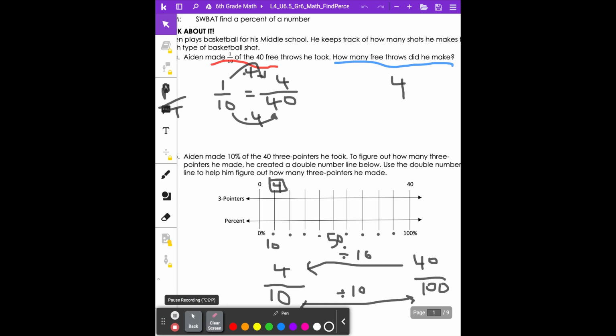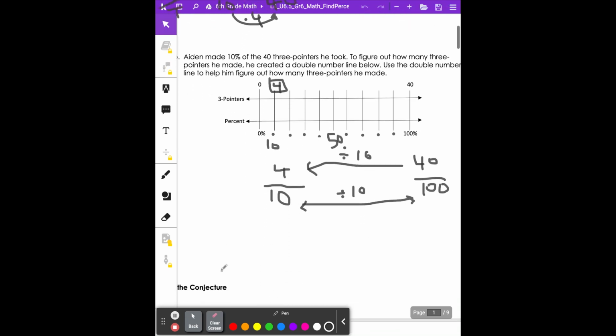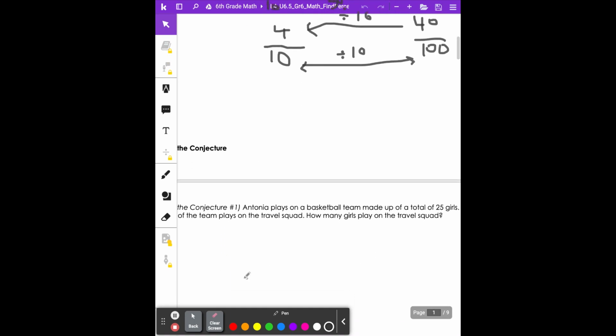So our key point here, kiddos, is that finding the percent of a number is the same as finding the part of a number. Remembering that percent means per 100. Per 100, out of 100. So we have a couple of tools, a couple of models that we can use. Let's go on to the next one.